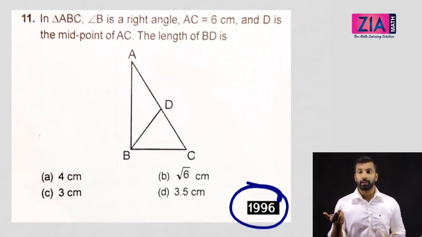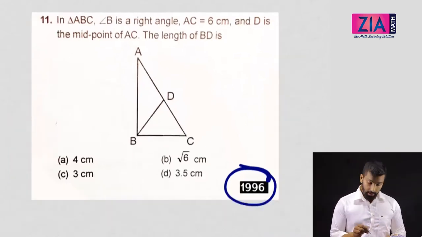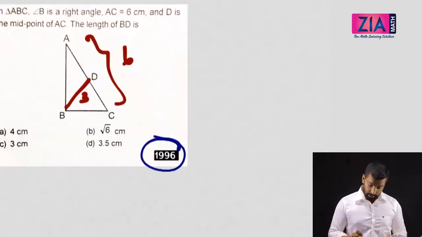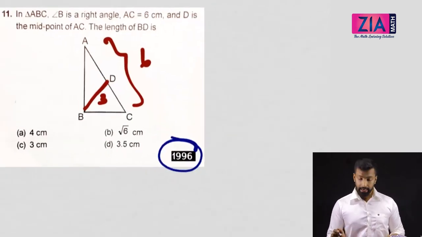Now you don't want 1 minute, you just need 5 seconds to solve this question. We have already discussed this as a property. So how will you solve? What is given? AC is given as 6. So what is this length? This will be 3. It will be half of the hypotenuse, right?